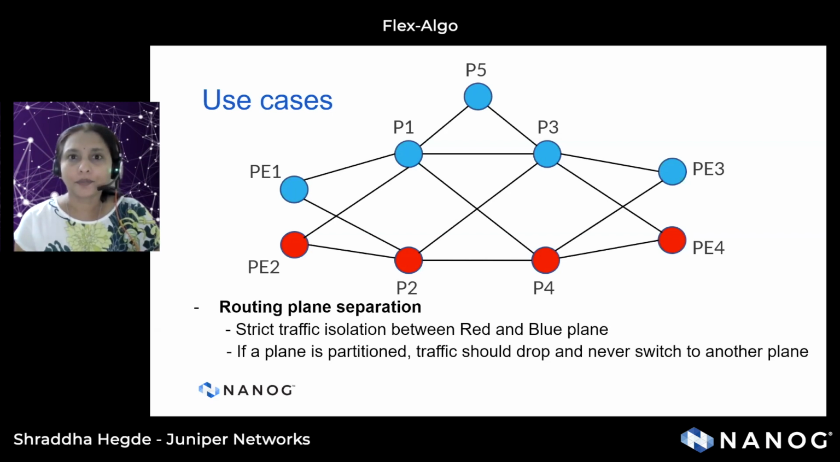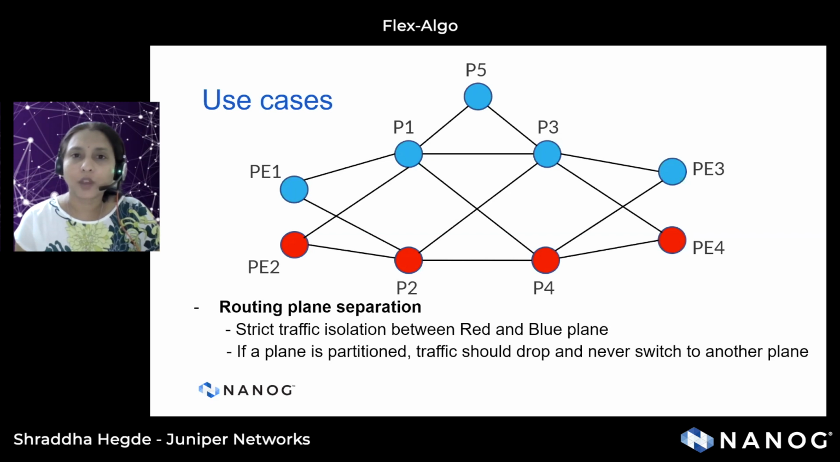So let's say in this diagram, the blue plane is partitioned, like P1, P5, and P3. The links between P1, P5, and P3, all links are down, then the blue plane gets partitioned. And if such a catastrophic event happens, the traffic in the blue plane should just drop, and it should not flow on the red plane.